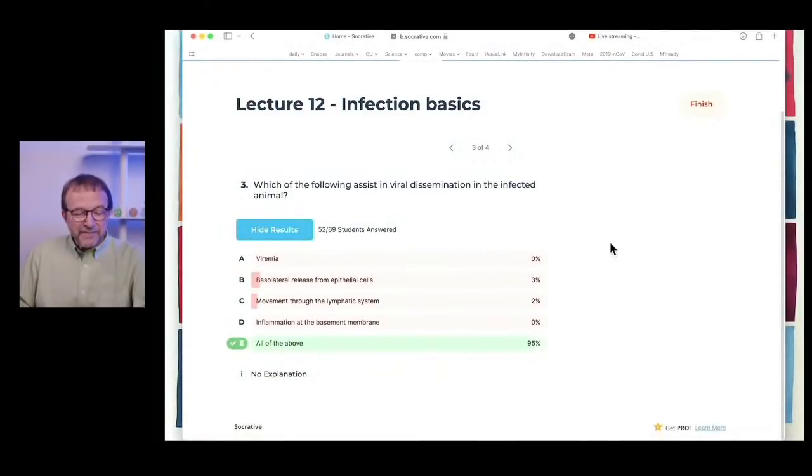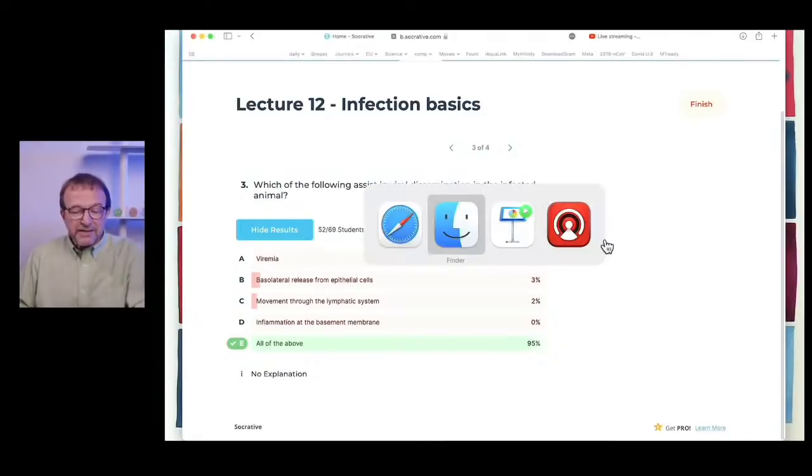All of the above. That's right. Viremia, basolateral release, movement through the lymphatic system, inflammation at the basement membrane. They all assist in viral dissemination in the infected animal.